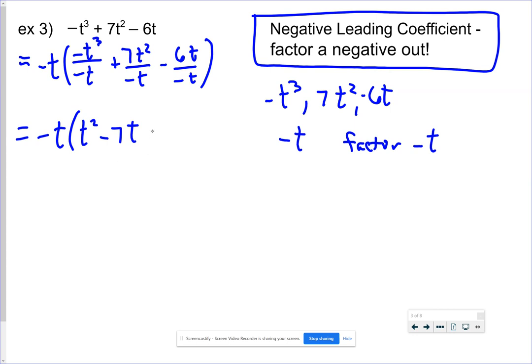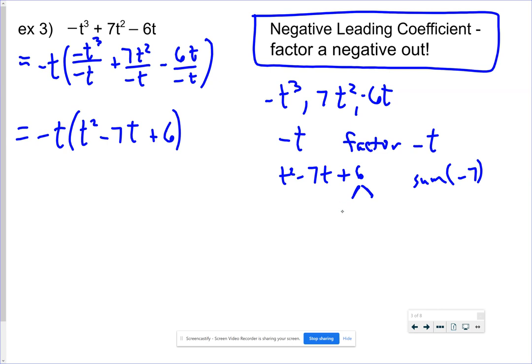Okay, and then last one, negative divided by negative is positive, and the t is being divided out, so we have a 6 left. Now, what we're going to do is try to factor the t squared minus 7t plus 6. So remember what we need. We need two numbers whose product is 6 and whose sum is negative 7. So I need a sum of negative 7 is what I'm looking for.